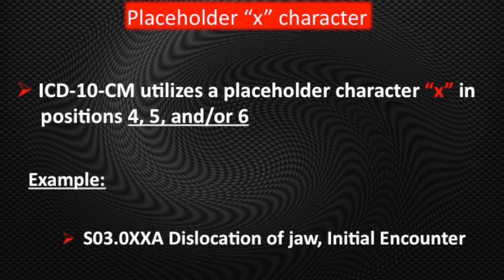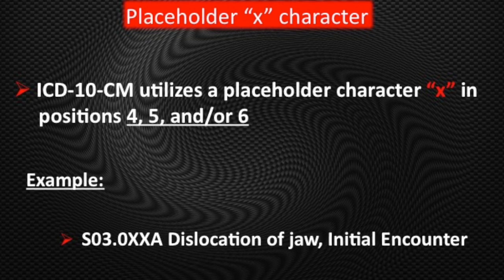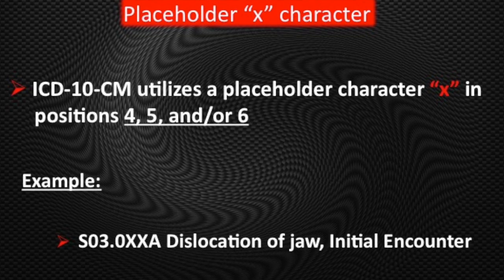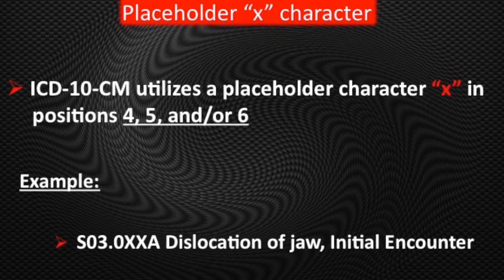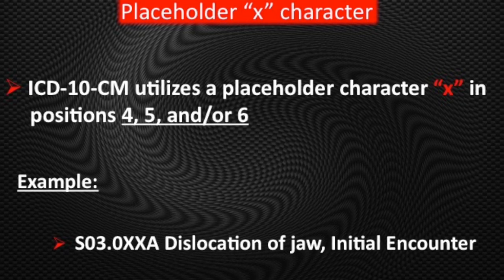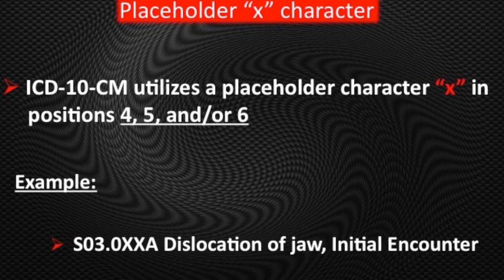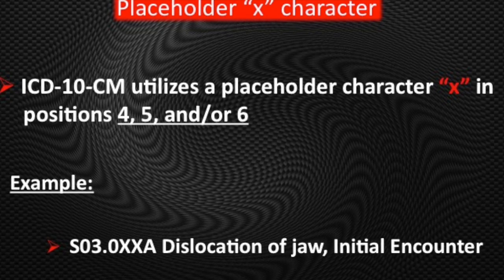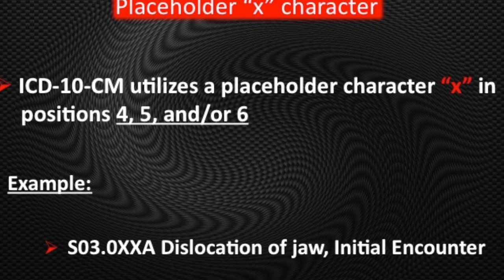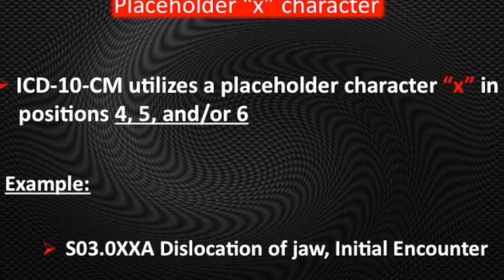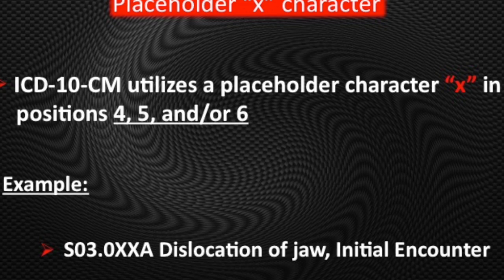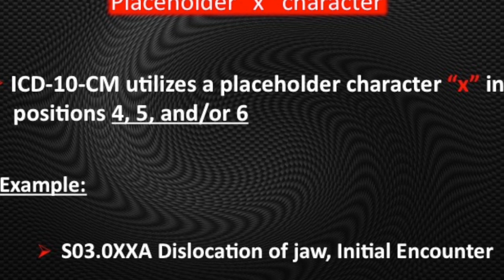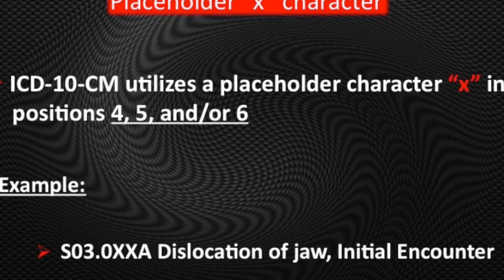Here in the example, you'll see S03.0XXA, dislocation of the jaw, comma, initial encounter. So they're requesting that you use a 7th character code, and for chiropractors, that code will always be A. But you'll see that the code for dislocation of the jaw is only 4 characters in length. So to fill in the extra 2 characters so that you can have the 7th character A, you would put XX.